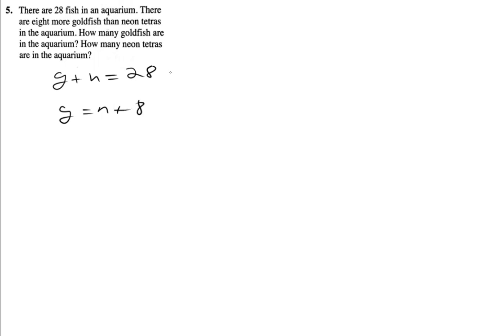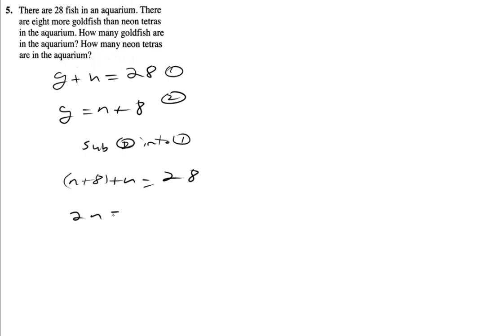So now I can substitute, equation 1, equation 2. I'll sub 2 into equation 1. So N plus 8 plus N will be equal to 28. So 2N is going to be equal to, if I subtract both sides by 8, 20. So N will be equal to 10.